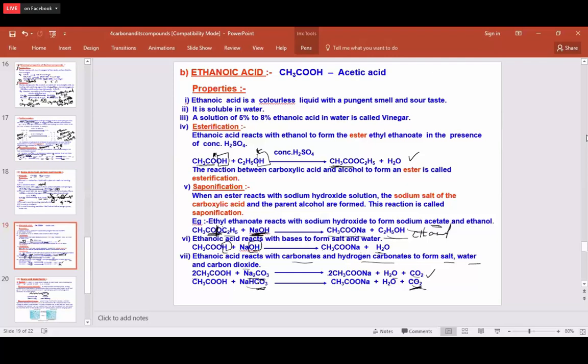So CH3COONa, and here one hydrogen atom is there, and here one hydrogen atom, and here one oxygen, that forms the water. So we need not balance the equation over here. Everything is balanced. But in the previous case, we have to balance the equation by 2.